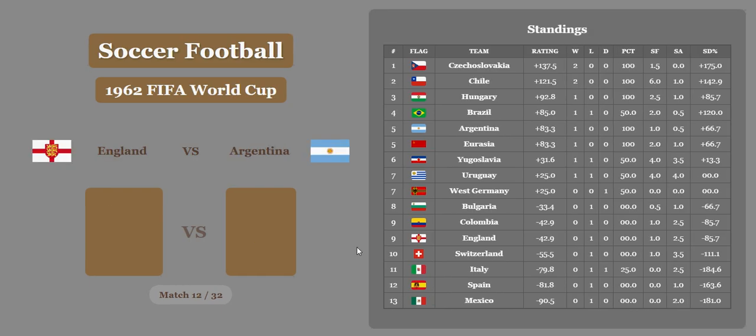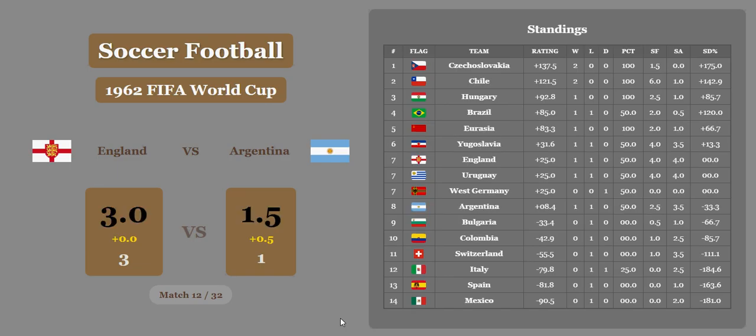England versus Argentina. 3-1 England. And that's big because they're in 9th right now. Let's see what it does. Argentina was in 5th, and Argentina falls to 8th. England moves up to 7th. They're tied with West Germany.